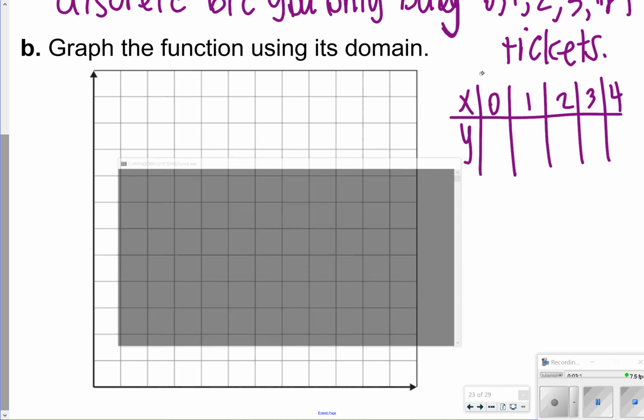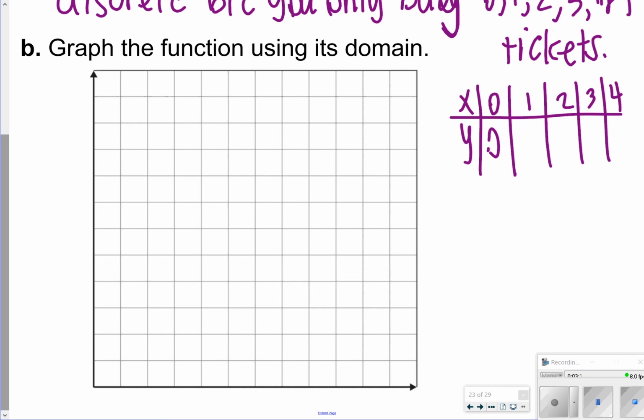So if we bought 0 tickets, it would be $0. If we bought one ticket, it would be $15.95. If we bought 2 tickets, it would be $31.90. If we bought 3 tickets, it'd be $47, run out of room here, and 85 cents. If we bought 4 tickets, it'd be $63.80. Okay, so you just use your calculator, plug those in. And then what you're going to do is go ahead and write down your graph.